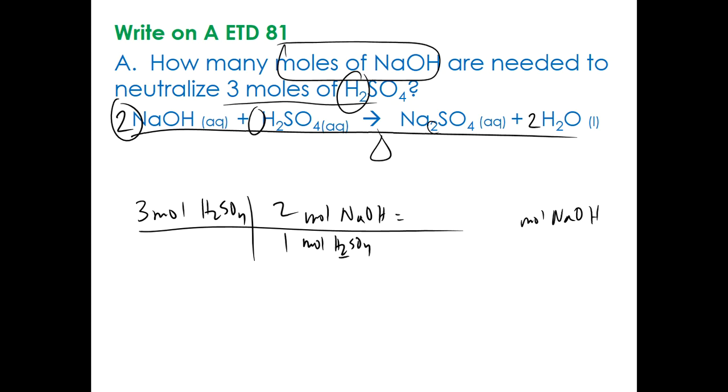Now, when they do this, of course, it's some pretty easy math. You don't even need your calculator. It's 6 moles of sodium hydroxide. Hey, look at that. It's twice as much. Kind of makes sense. There's 2 of those for every 1 of those.